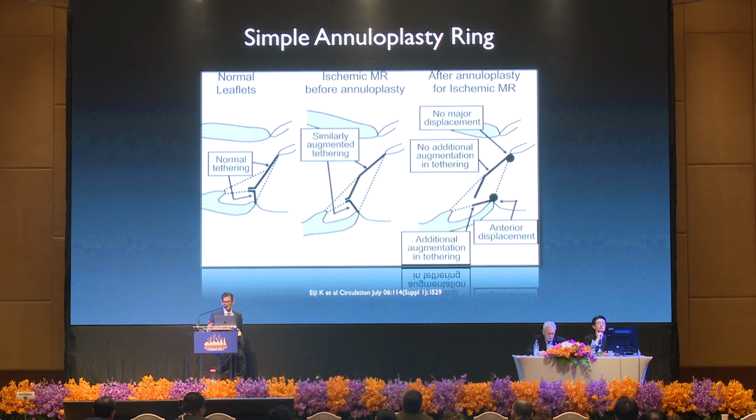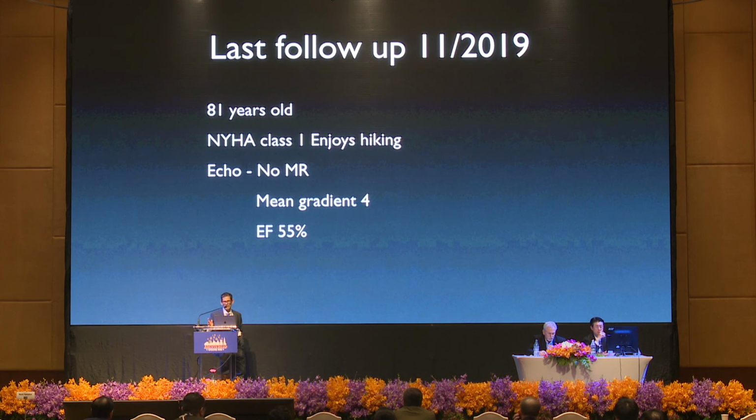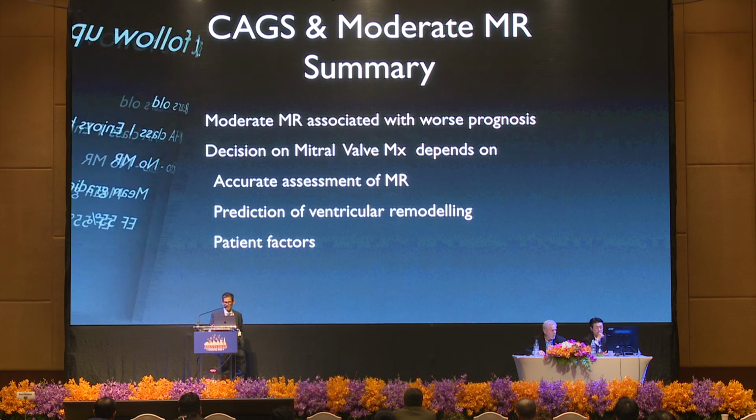I don't think people may have been paying attention, but that patient I operated on 10 years ago. So those images I showed you were from 2009. And now the patient's 81 years old. He's in NYHA class 1, goes hiking a couple of times a week, lives in Tasmania. His echo now shows no MR. Mean gradient is 4 across the mitral valve, which is reasonably acceptable, and his EF's gone up from 35% to 55%. So one I got right, perhaps.